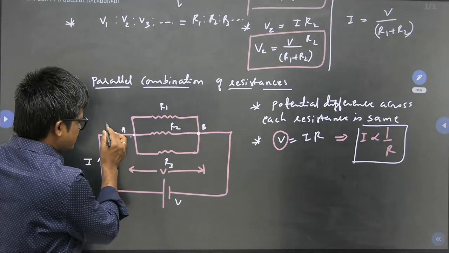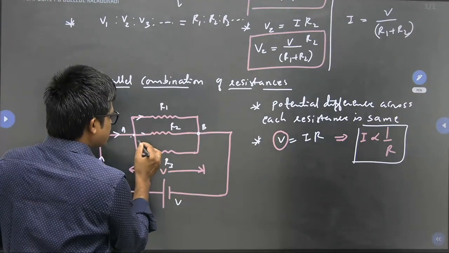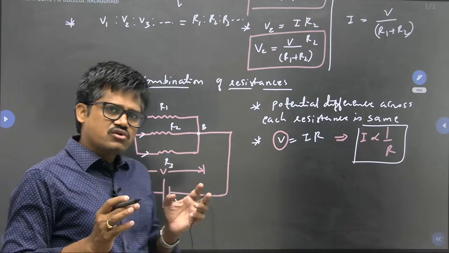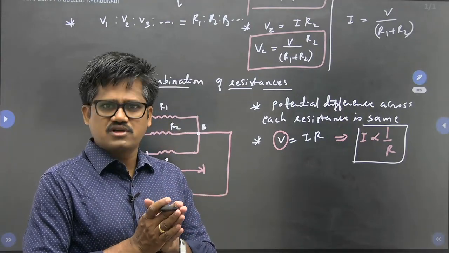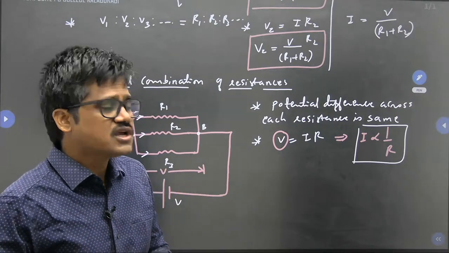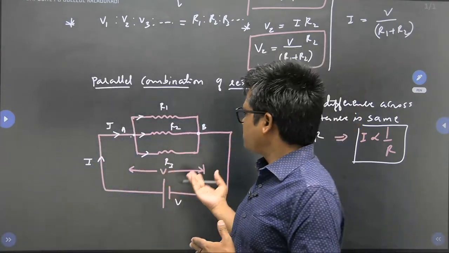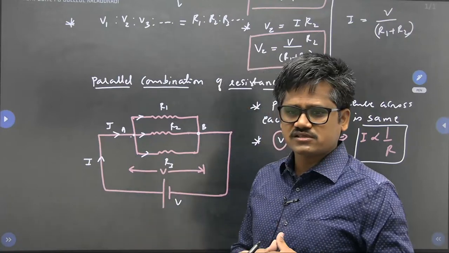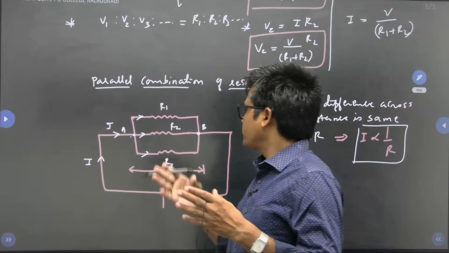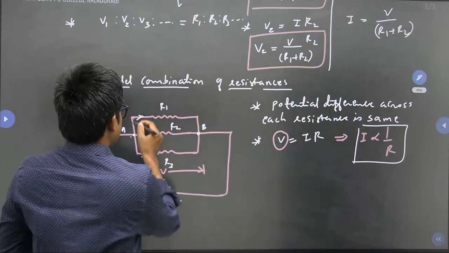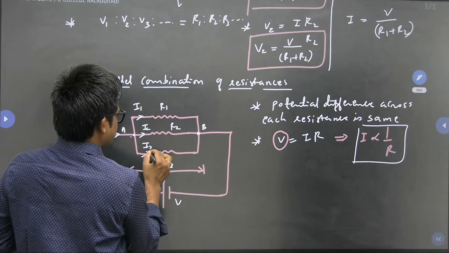Then the current finds three paths here. Always, current prefers to go by the easiest path. Got my point? But none of the three paths has infinite resistance. All three paths have finite resistance, so the current will divide. How will the current divide in all the three? Wherever there is high resistance, the current is small. Let us say current through this will be I1, current through this is I2, and current through this is I3.